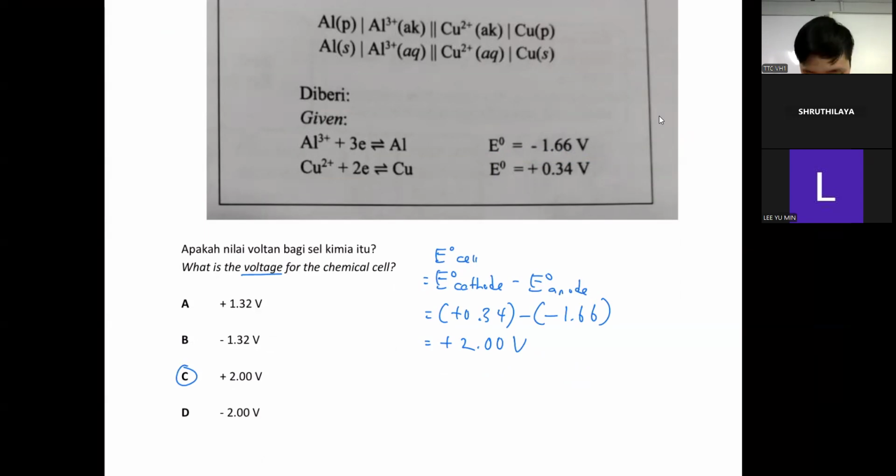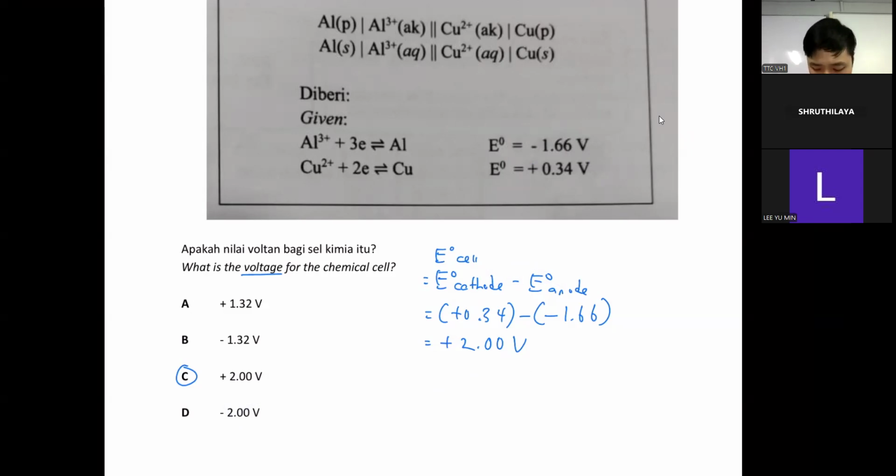But a lot of people circle this one. Even I know some of you get the minus the wrong way round, then you will get negative 2.00. But no, please, no negative. E naught value, no voltage, no negative. Right answer. It means if you get negative, you used the wrong formula, the wrong way round.